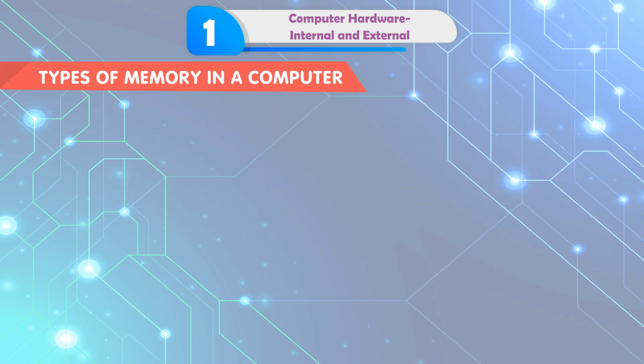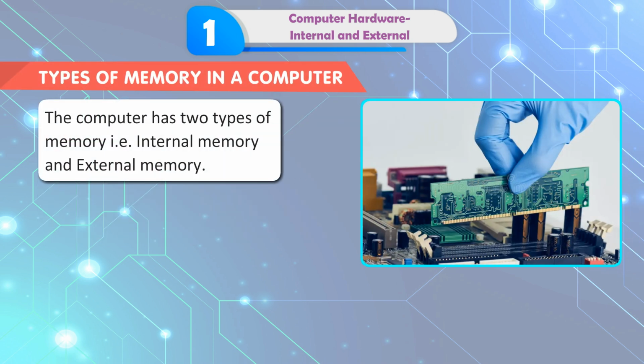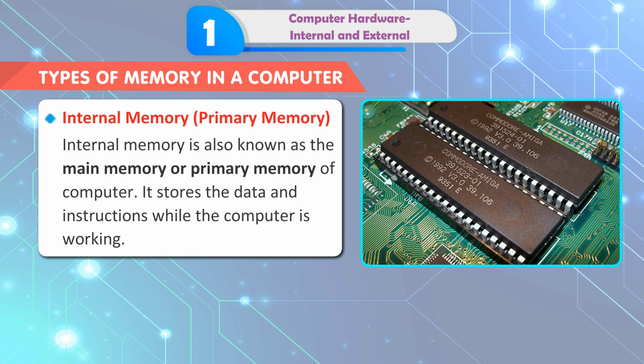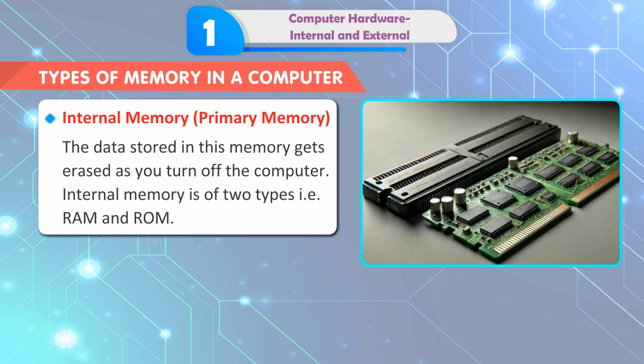Types of memory in a computer. The computer has two types of memory, that is internal memory and external memory. Internal memory, primary memory. Internal memory is also known as the main memory or primary memory of the computer. It stores the data and instructions while the computer is working. The data stored in this memory gets erased as you turn off the computer. Internal memory is of two types, that is RAM and ROM.